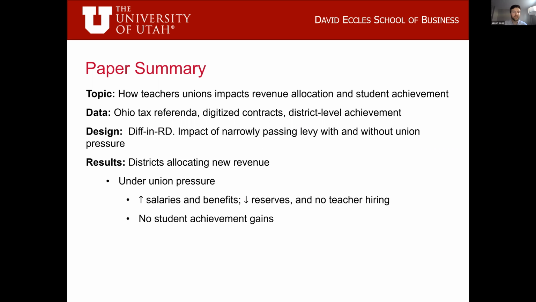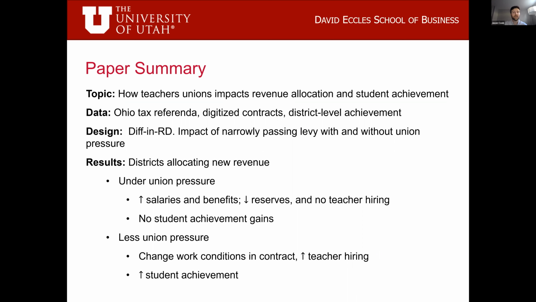So to preview our findings, districts that are allocating this new revenue under union pressure, we find that they increase salaries for teachers and increase benefits. They spend down their reserves, so their fiscal situation is a little more dire, and they don't change the staffing. There's no changes in the number of teachers or student-teacher ratios in their schools. And as a result, they don't see any changes in student achievement. So even though they've gotten this surplus of funds, they don't experience any achievement changes.